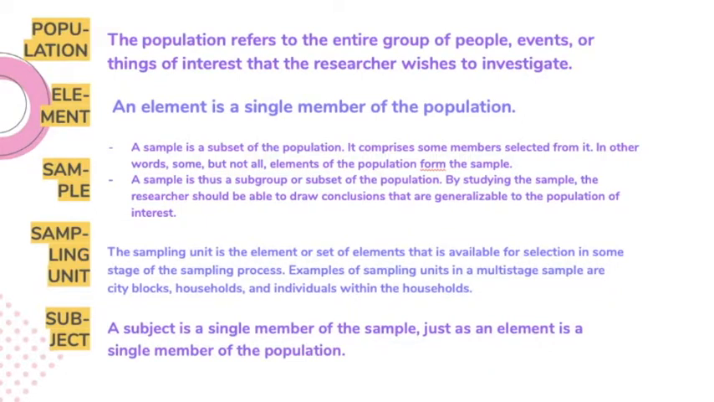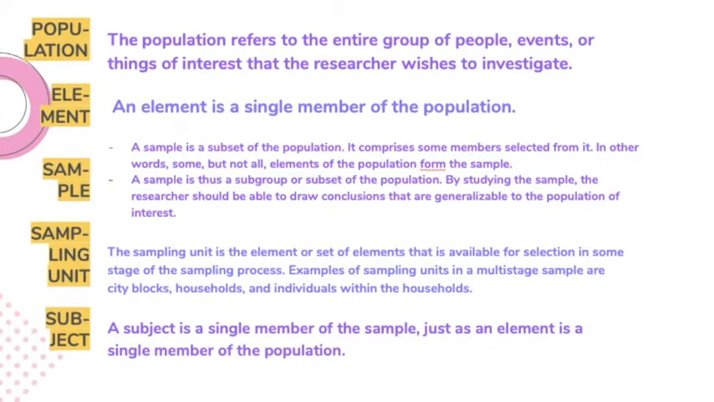Next is sampling unit. The sampling unit is the element or set of elements that is available for selection in some stage of the sampling process. For example, sampling units in a multi-stage sample are city blocks, households, and individuals within the household.